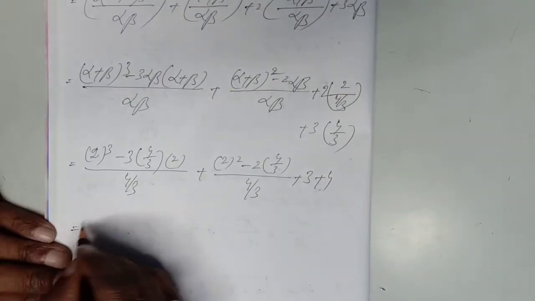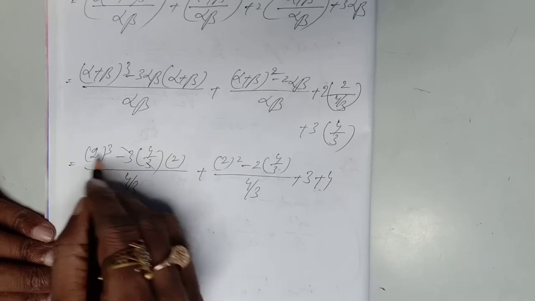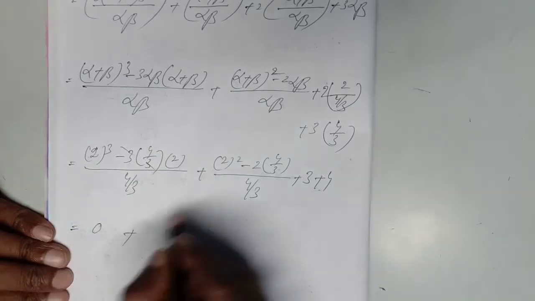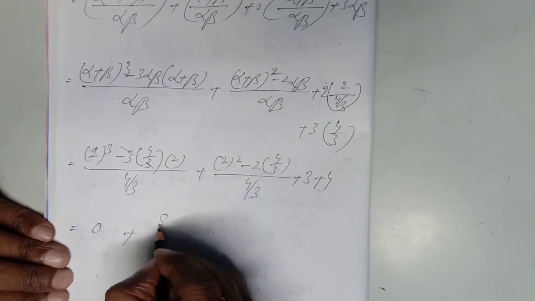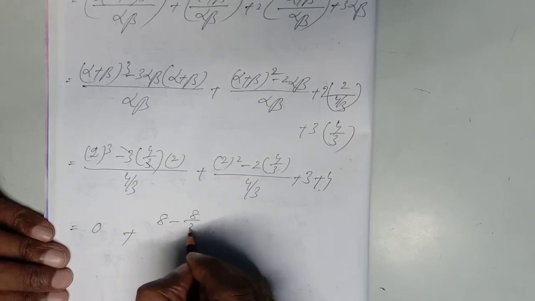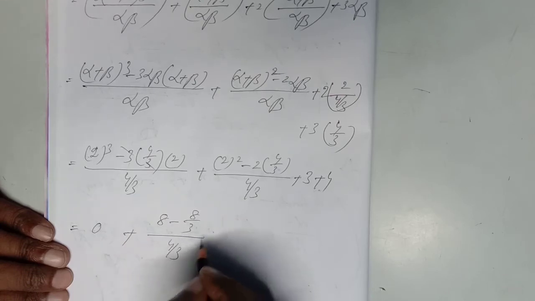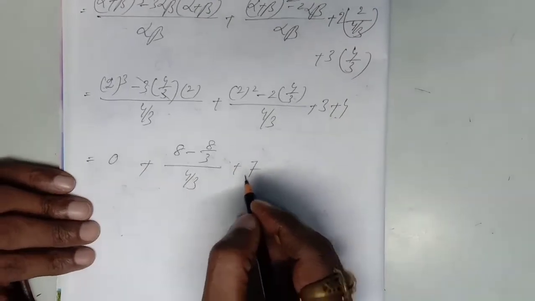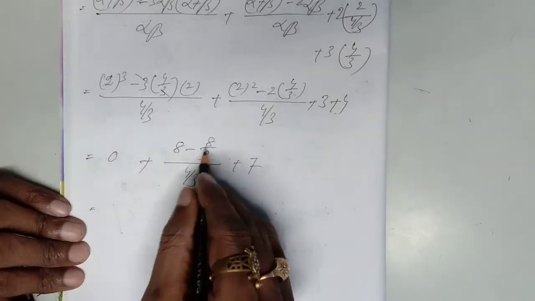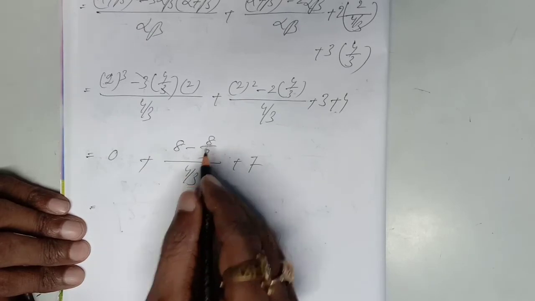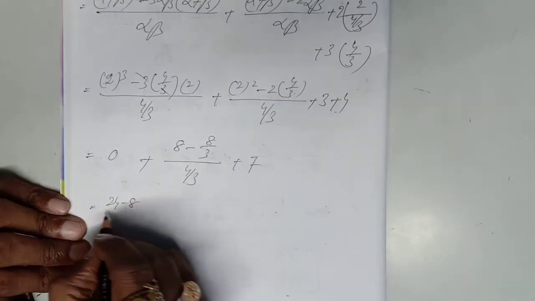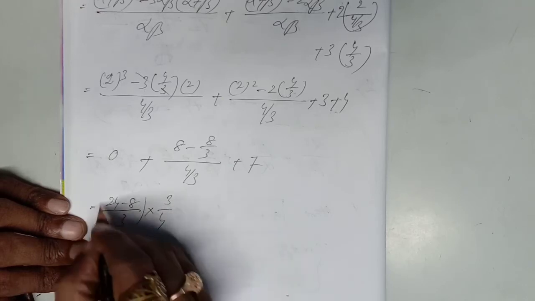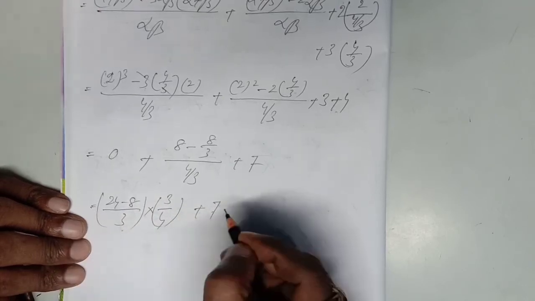Now after simplification, how much are you getting? This 3 cancel, 2 cube means 8 minus 8, 0 by anything is 0, plus 8 minus 8 by 3, and here 4 by 3, and here plus 7. Okay, just see how much you are getting. This will be 24 minus 8 by 3 into 3 by 4, and plus 7.